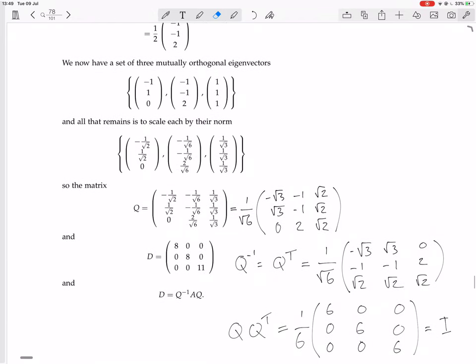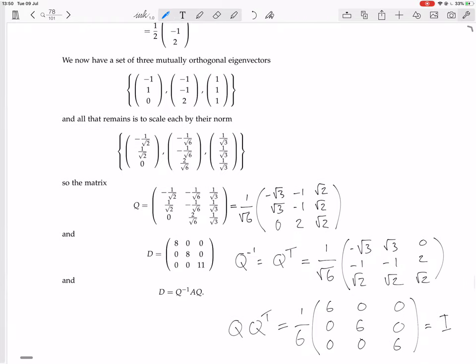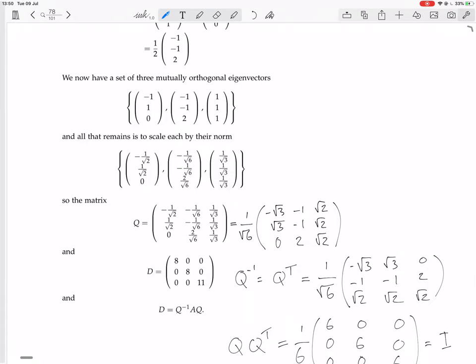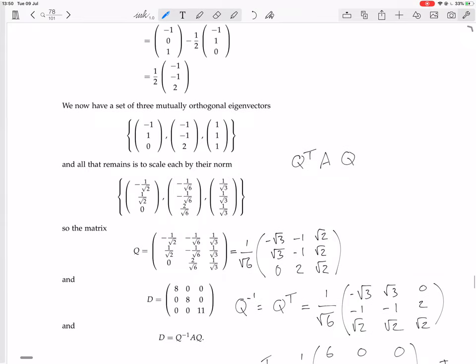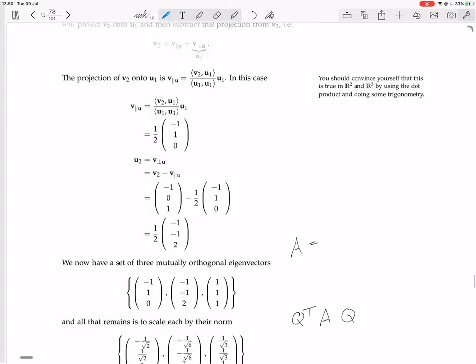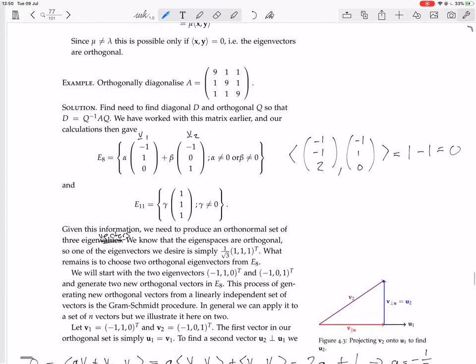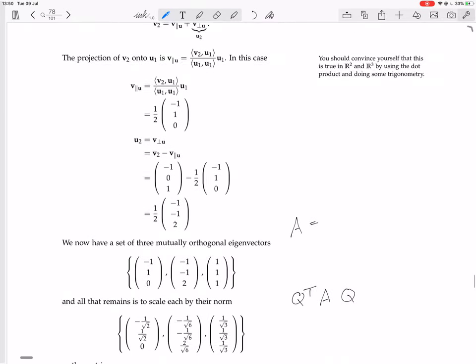Now we want to check that this multiplication does equal a diagonal matrix, the diagonal matrix D. Okay, so first thing is that this Q inverse is actually Q transpose, right? So we actually want to go Q transpose times A times Q. Okay, so we've got Q written down there, and what was A again? A was 9's on the diagonal, 1's elsewhere.